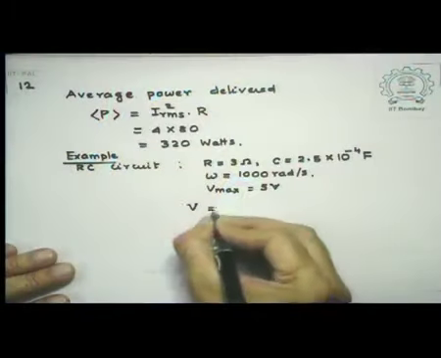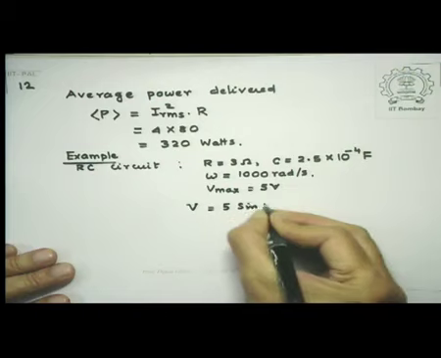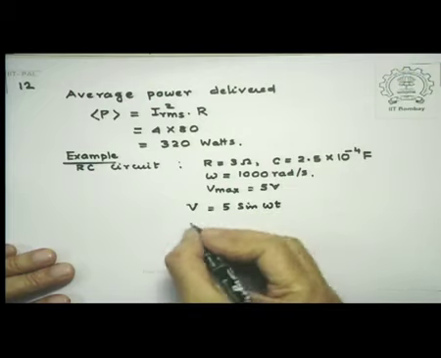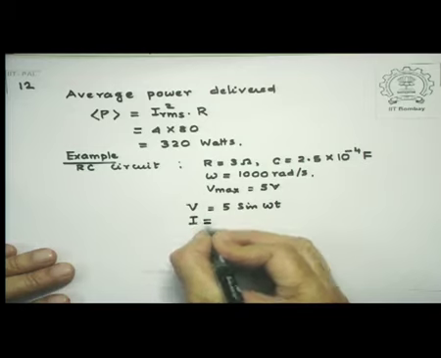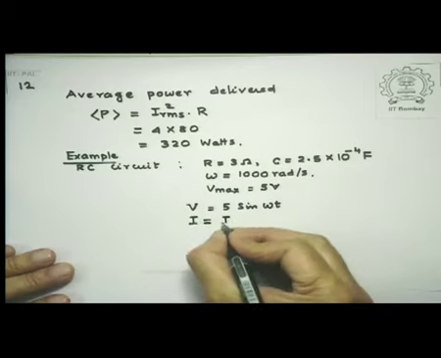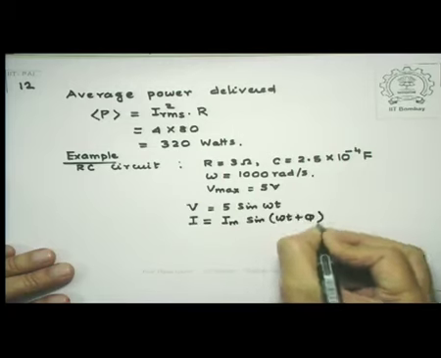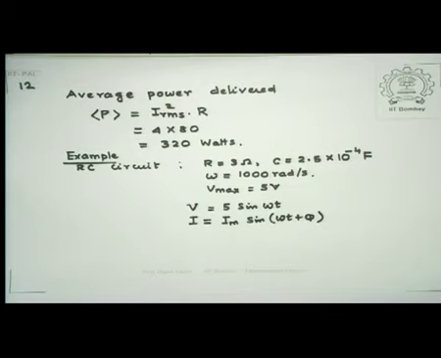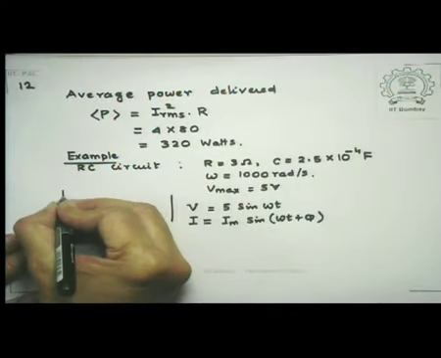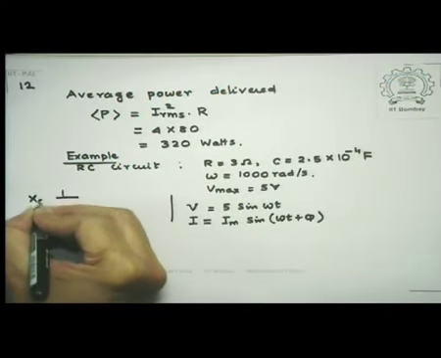So, we said let V be 5 sin omega t. This is what is given. This is for the source. The current, I will take the general expression as Im sin(omega t plus phi). I expect phi to be positive for the simple reason that current leads the voltage. How much? I don't know. Had it been a purely capacitive circuit, it would have been pi by 2. So, let us look at that. So, the first thing that I do here is find out what is the capacitive reactance Xc. That is equal to 1 over omega C. Omega is 1000.